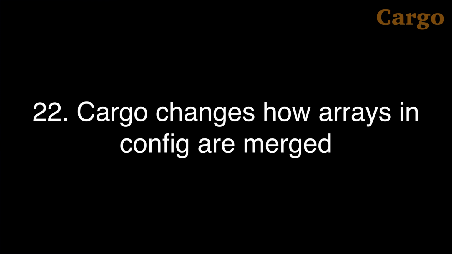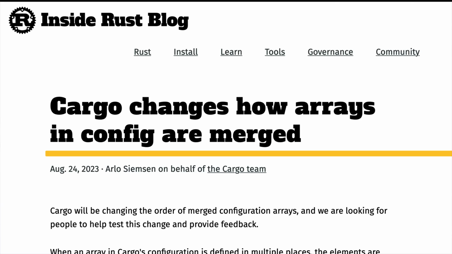Number 22. Cargo changes how arrays and configs are merged. This change was thoroughly explained in an August 24th blog post on the Inside Rust blog. A link is in the description below. The summary is that if you have complicated setups with multiple layers of config files and command line options changing the same options in different ways, then you might see a different option from a different place after this change. If you have a simple setup like most of us, you're not going to notice any changes.